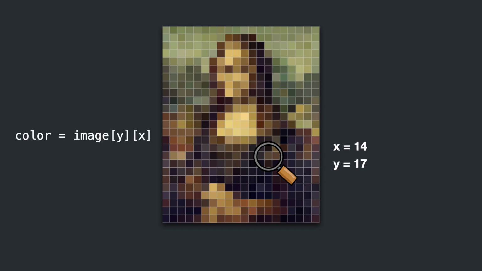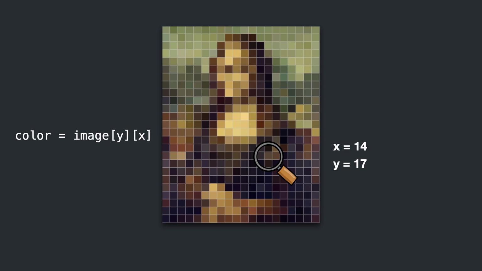This is a picture of Mona. The data is stored in a bitmap of 20 by 25 pixels. I want to inspect individual pixel colors. For example, this pixel. It is at coordinate x14 and y17. I want to inspect its color like this.